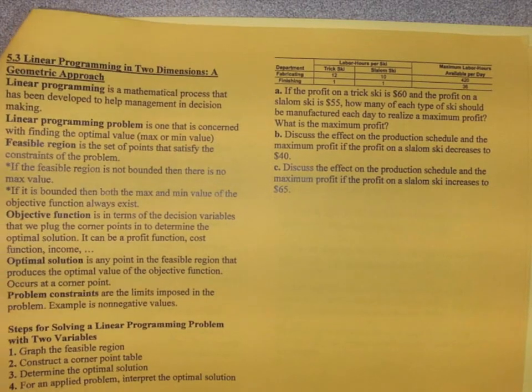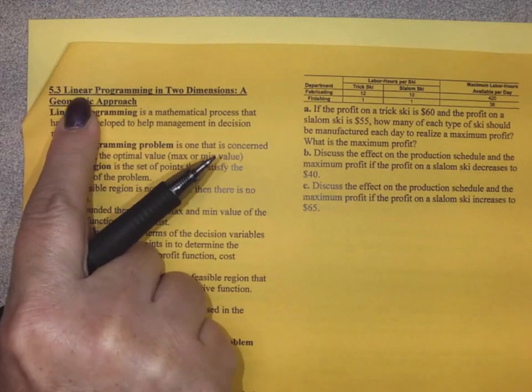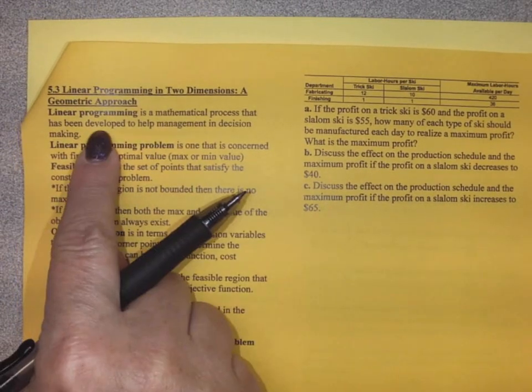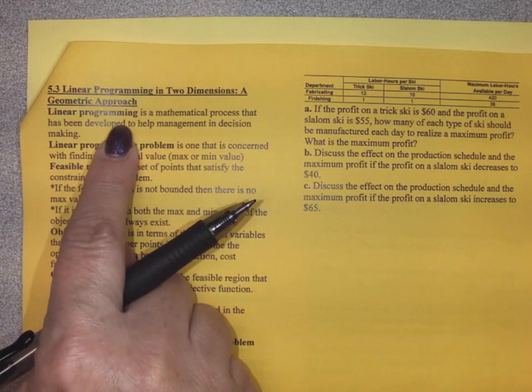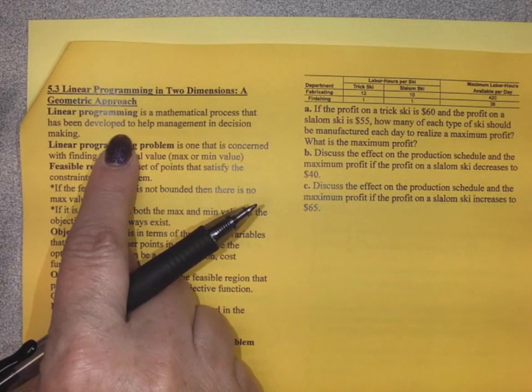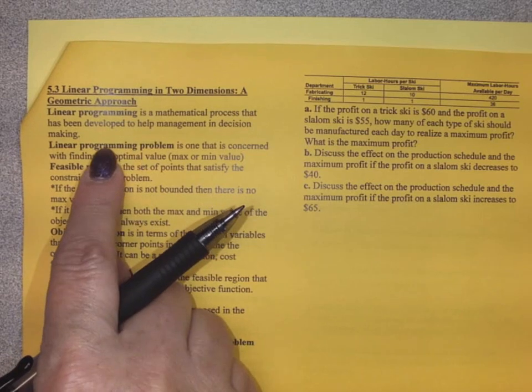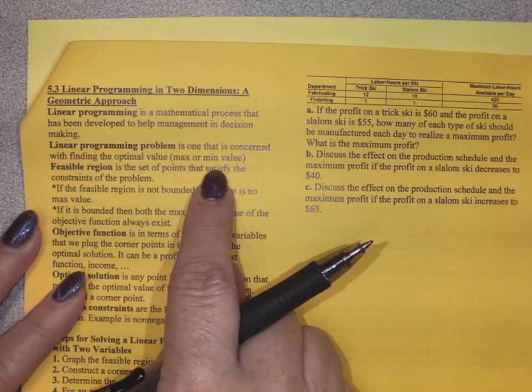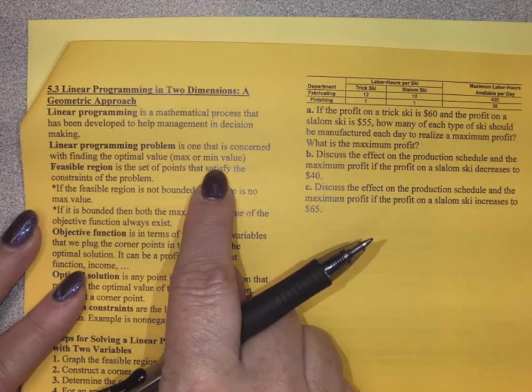All right, so we are on 5.3. It's linear programming in 2 dimensions. It's a geometric approach. So linear programming is a mathematical process that has been developed to help management in decision making. A linear programming problem is one that is concerned with finding the optimal value, the max or the min value.